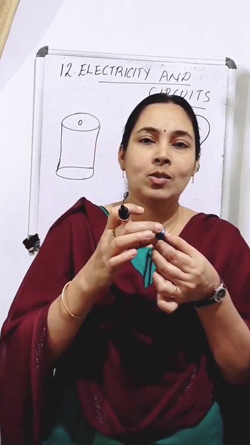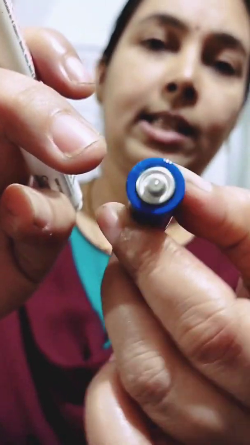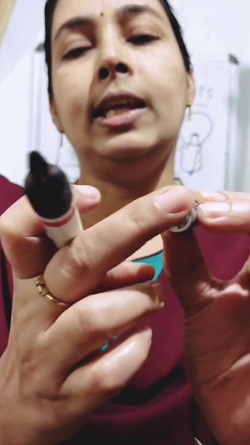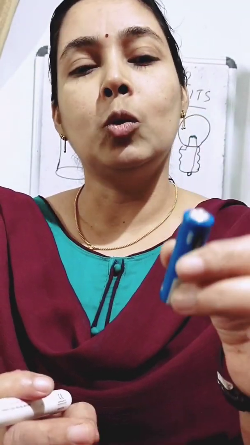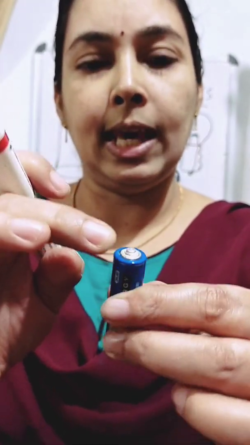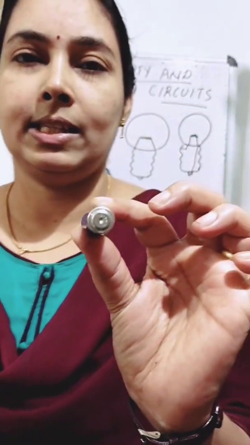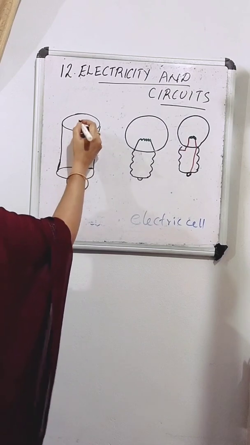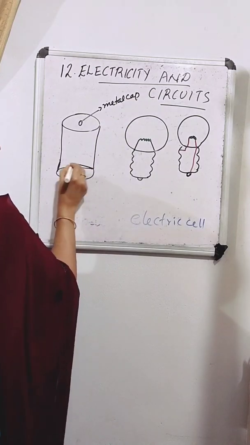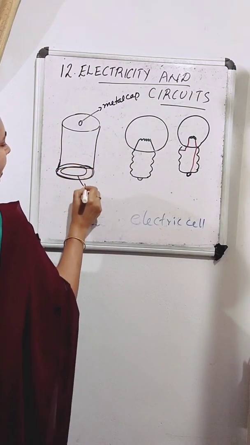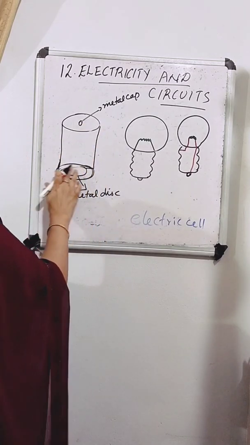Do you know the parts of an electric cell? Now look here. Can you see one cap-like structure at the top? Here you can see a cap-like structure at the top of the electric cell, and here you can see a metal disc on the other side. So two parts: here you can see a metal cap, and here there is a metal disc. So these are the parts of an electric cell.